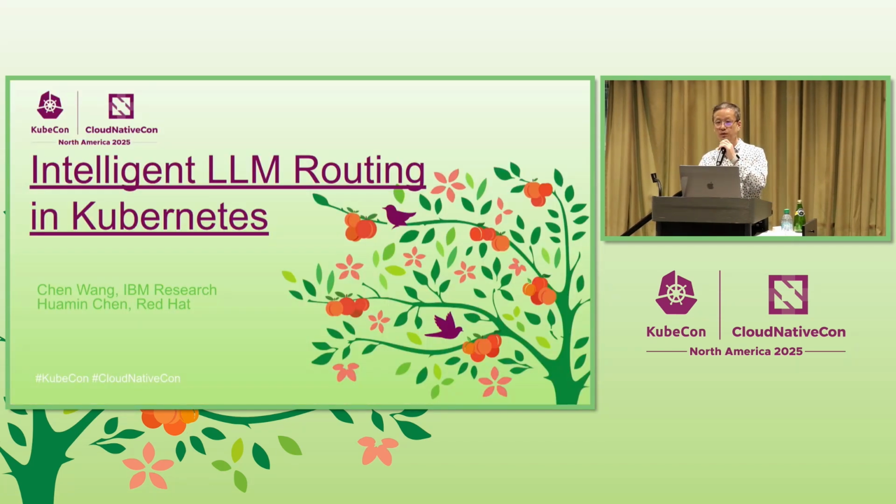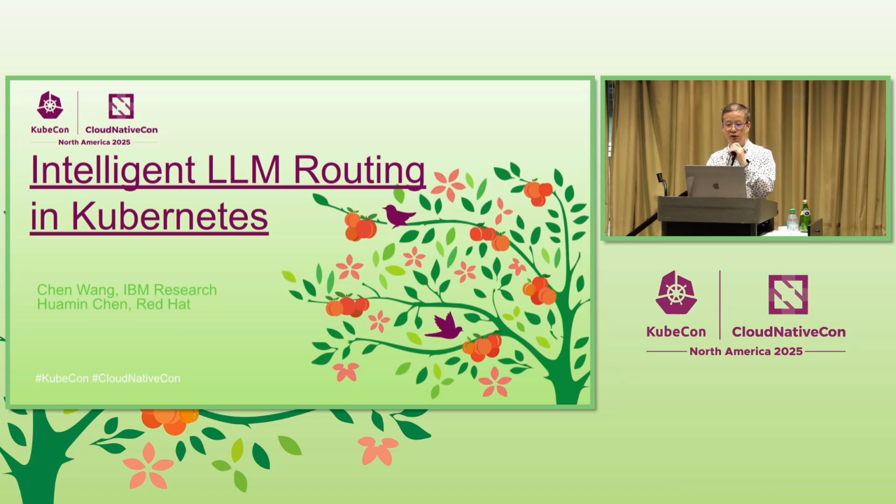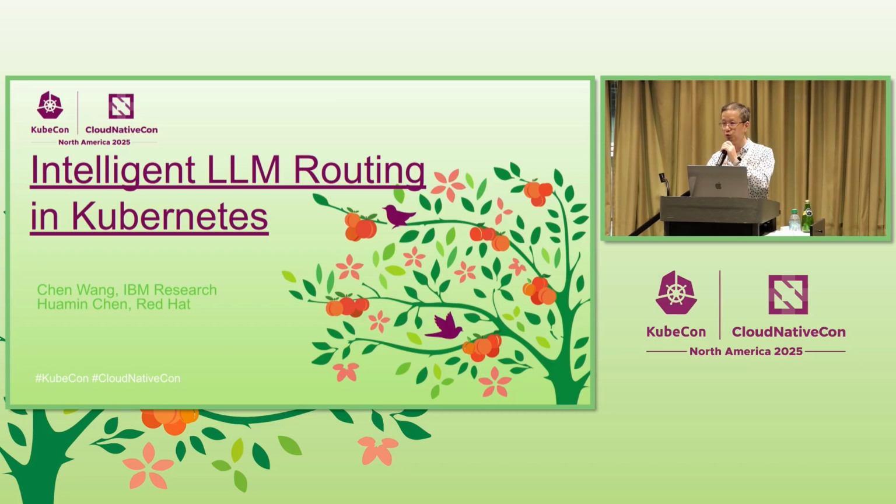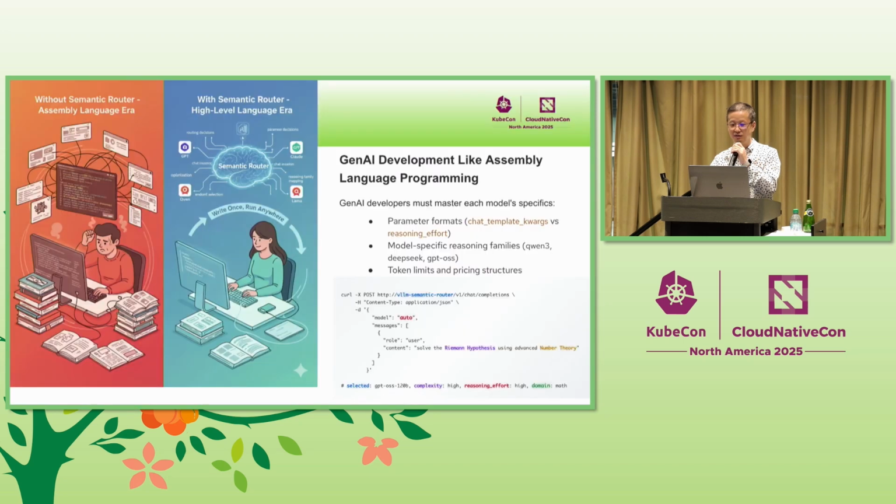So let's just get started. The idea is intelligent LLM routing within Kubernetes. What we are discussing at the moment, we are submitting the talk. We have not finalized the project yet, but we open sourced the project two months ago, and ever since then it has gotten a lot of attention. So we probably need to change the topic, but it's all about the project itself.